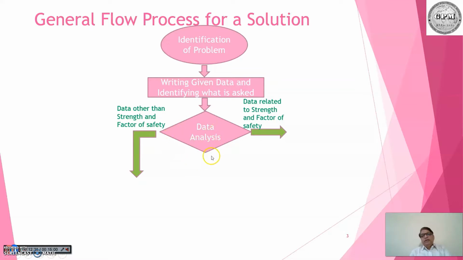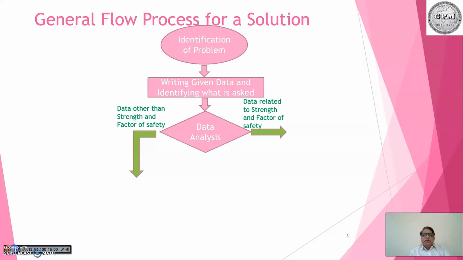So there is a bifurcation of the data, that is, the data other than the strength and factor of safety. That is power, maybe a force, maybe dimensions, whatever it is. So here on the right side, the data is related to the strength and factor of safety.